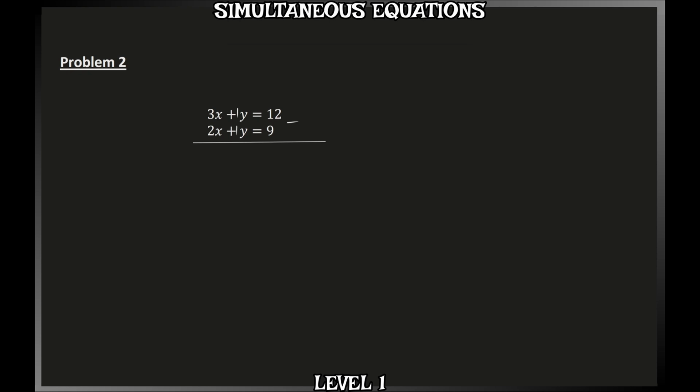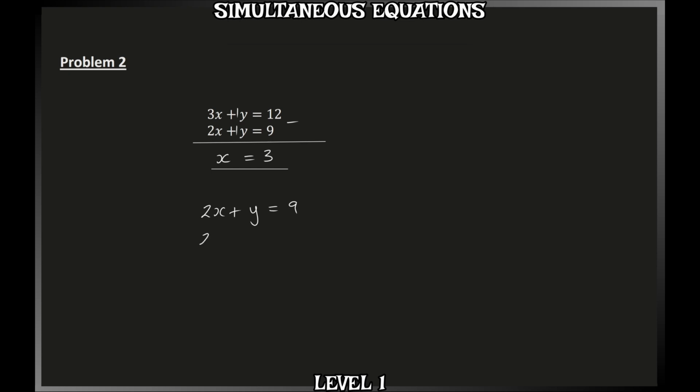If we subtract everything in the bottom equation from everything in the top, we have 3x minus 2x, which is 1x, or just x. 1y minus 1y is 0, and that's equal to 12 minus 9, which is 3. So x equals 3 is the first part of our solution. What we'd now like to do is substitute this value into one of the original two equations to find y. And there isn't a huge amount of difference between these two equations, but I'm going to choose the second one simply because the numbers are just a bit smaller. So we're going to use 2x plus y equals 9.